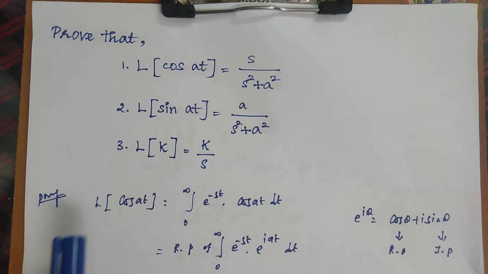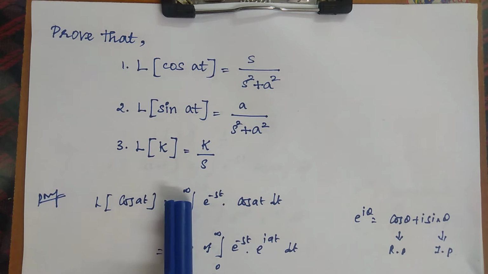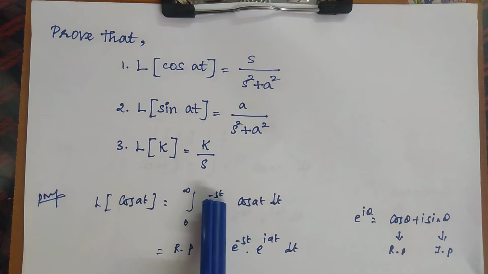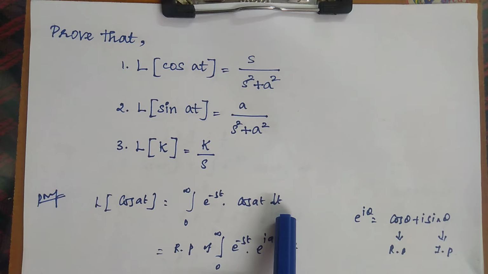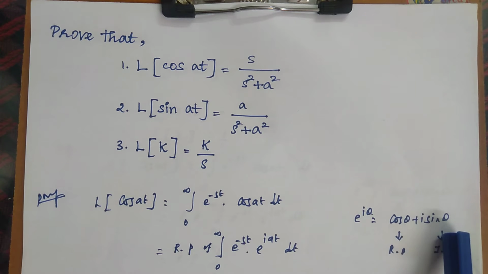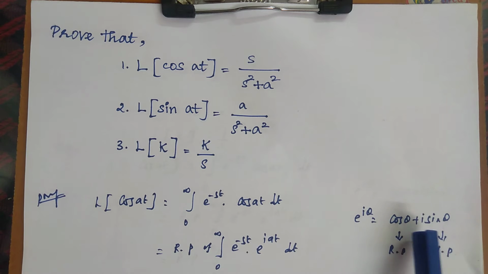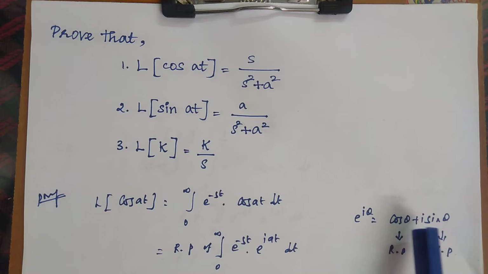Look at the proof. First we will take the first one's left hand side, L of cos at. Applying the definition of Laplace transform, integral 0 to infinity e power minus st f of t, where f of t is nothing but cos at into dt. e power i theta can be written as cos theta plus i sin theta. In this, cos theta is always the real part, and sin is the imaginary part.